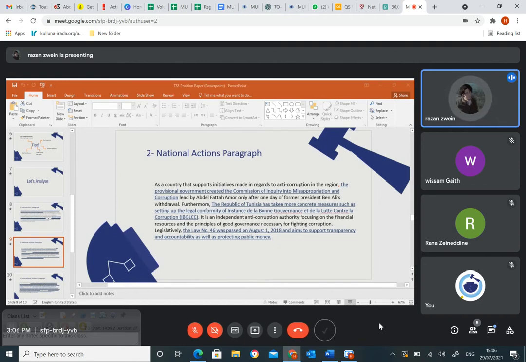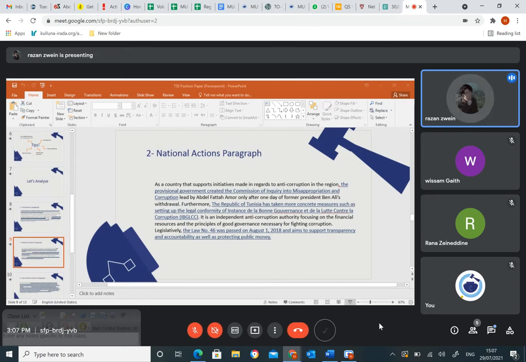They have taken measures and they have formed anti-corruption blocks. Here they passed the law. These are all national actions. You have to include a minimum of 3 national actions in your national actions paragraph. And it's really important that there is a balance between the national actions and the international actions, not only for it to be visually pleasing, but also it would create a nice balance in your position paper.